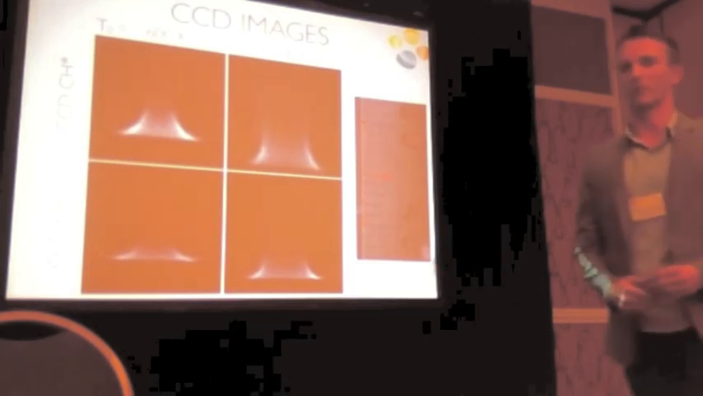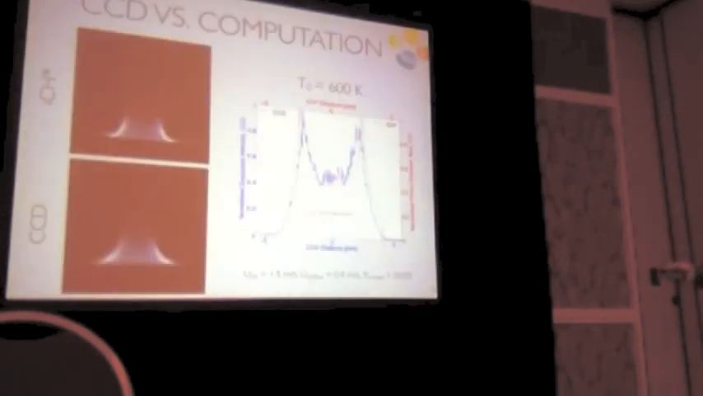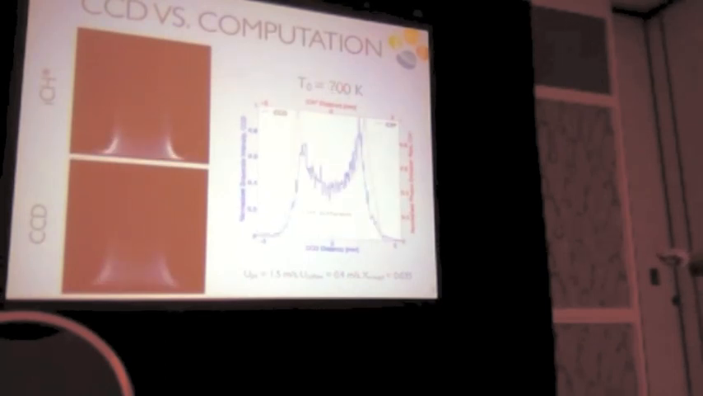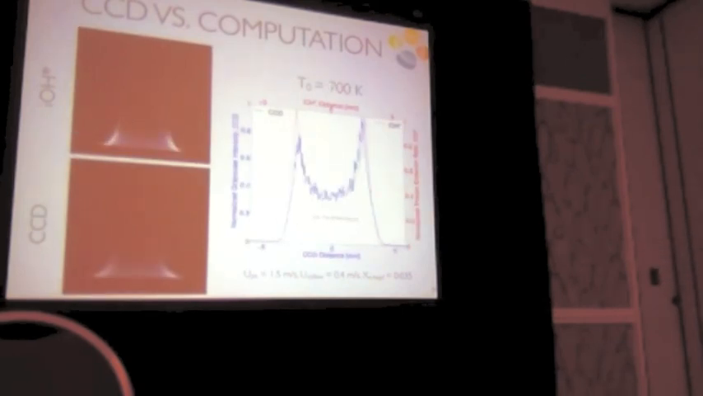In extra slides, I have more comparisons of these computations against the experiments. This is the CH star for 600 Kelvin. This is CH star for 700 Kelvin. Here is the OH star, computation versus experiments, for 600 and 700 Kelvin. In this case, it's a little bit worse. We have this issue with the width of the flame. This one is the best one.